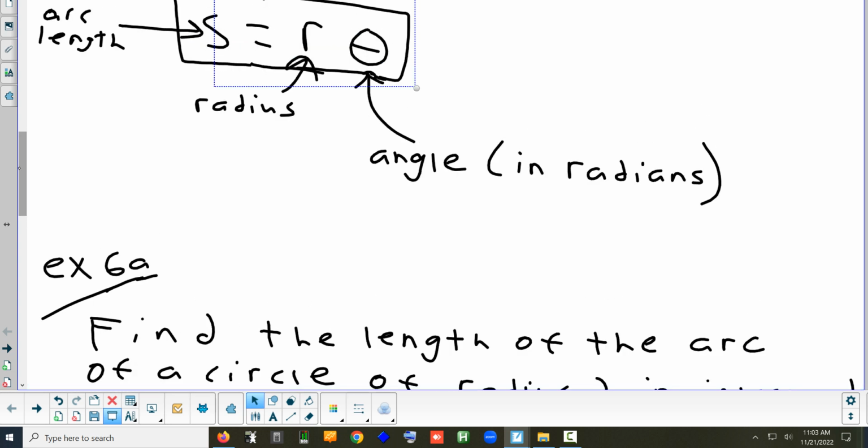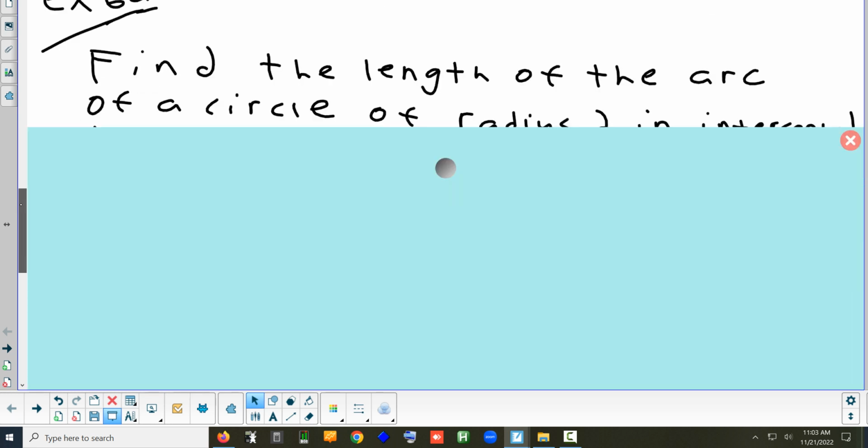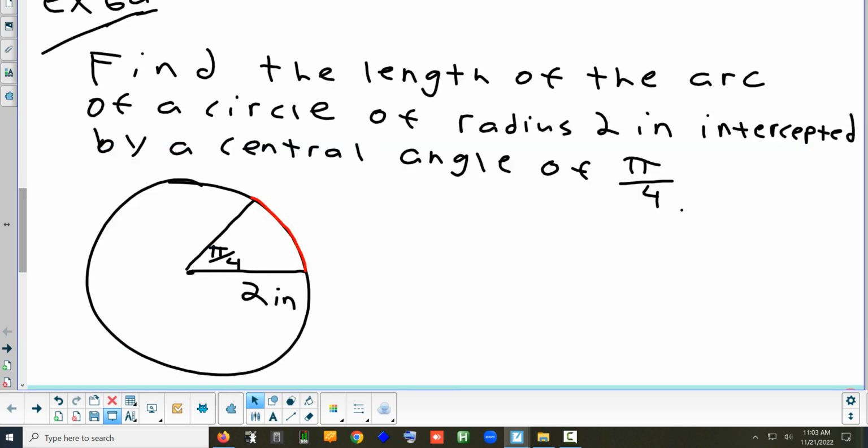Okay. Everybody have the formula? Okay. You don't really need a picture here. The sentence up above is enough. But it says find the length of the arc, where the radius is 2, and the angle is pi over 4.